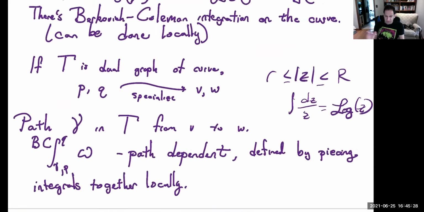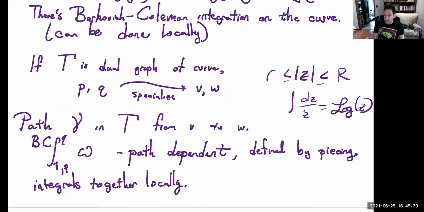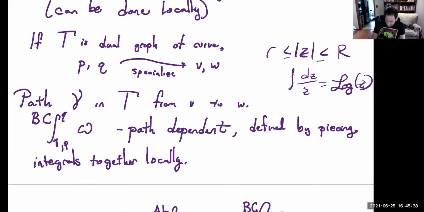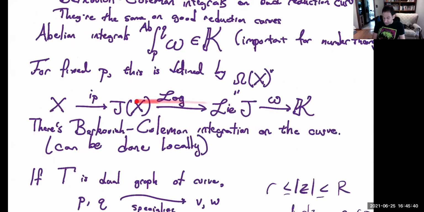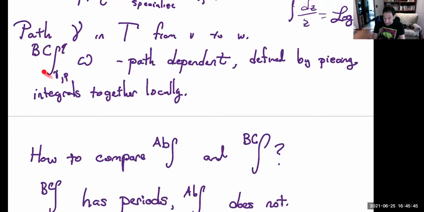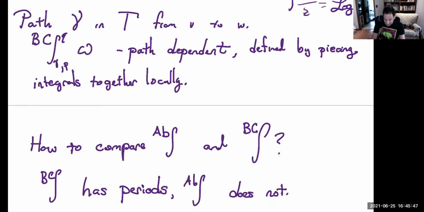And you should really think of it as being very similar to the situation of degenerating families of integrals on degenerating families of Riemann surfaces. Okay, so this abelian integral is the integral we want. The Berkovich-Coleman integral is the integral we can do. And there's path dependence here.